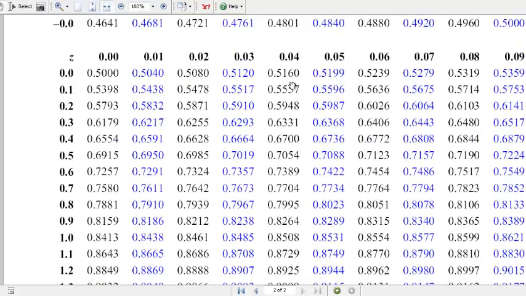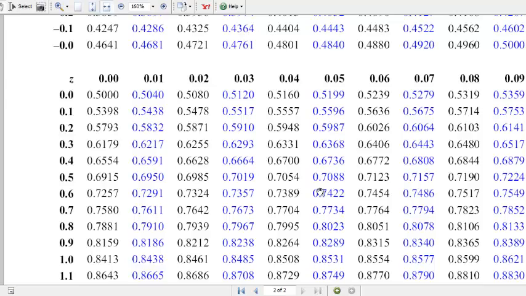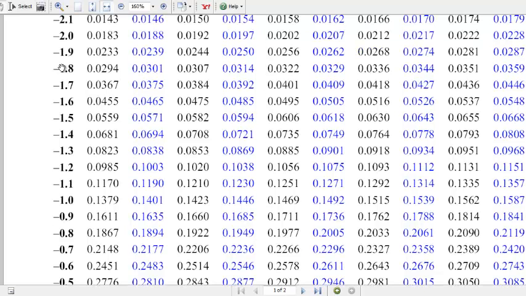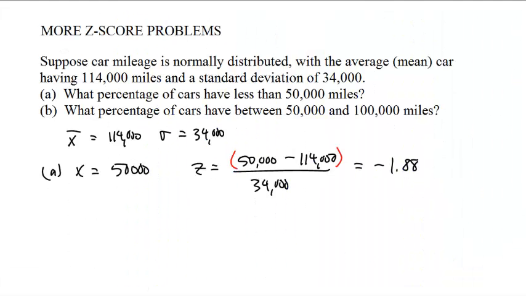Okay, I have to go up to the negatives. Negative 1.8. Here's negative 1.8. The question is negative 1.88. I remember on this particular chart it goes the other way, so this is negative 1.89, negative 1.88. So it's 3.01, about 3% of all the cars. So this is 3.01%.